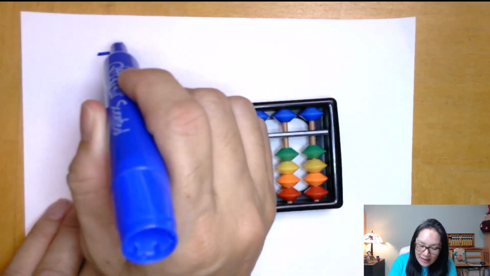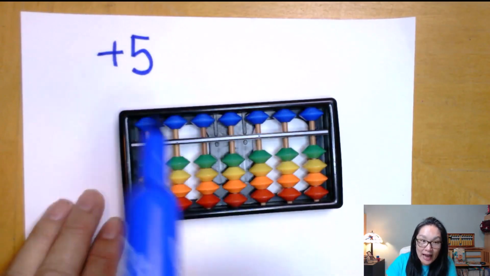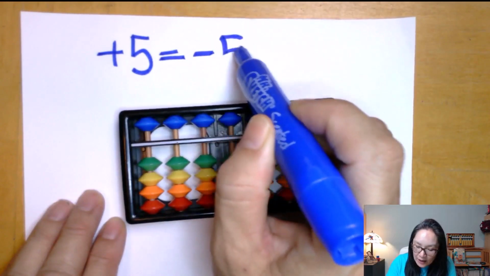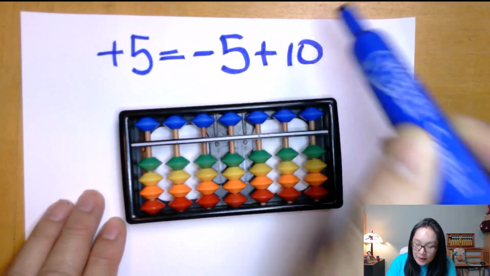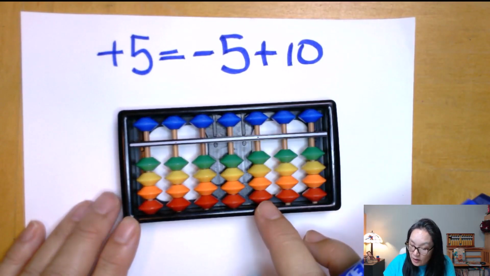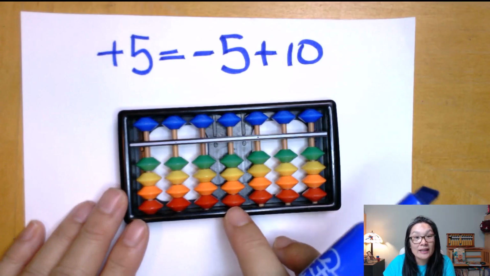If I want to add the 5, I need to minus the 5 and then plus the 10. Now, what does that mean? Well, this is my ones column, and on the ones column, I have my tens column right next to it.